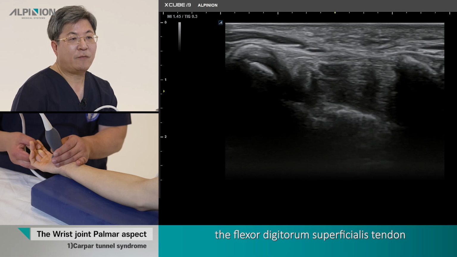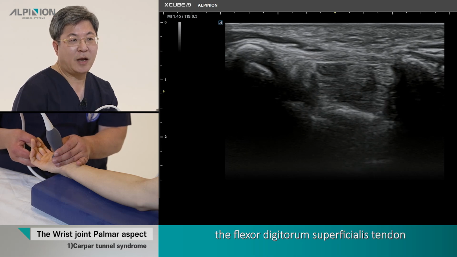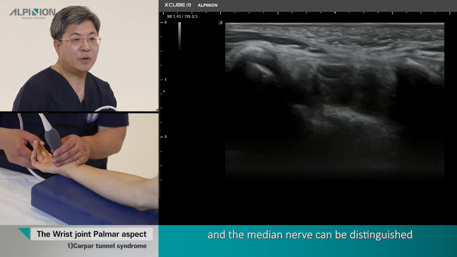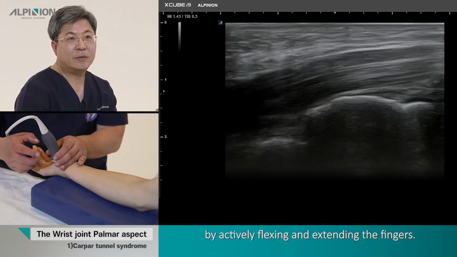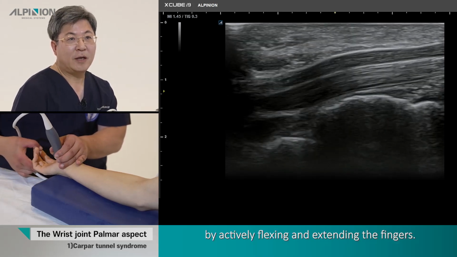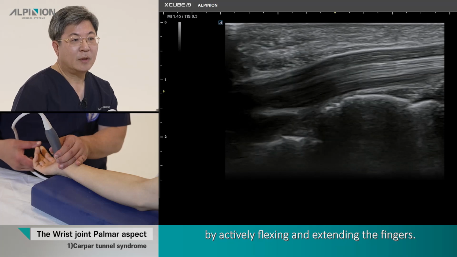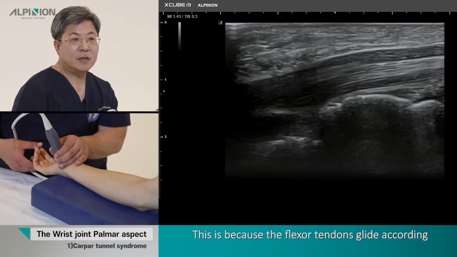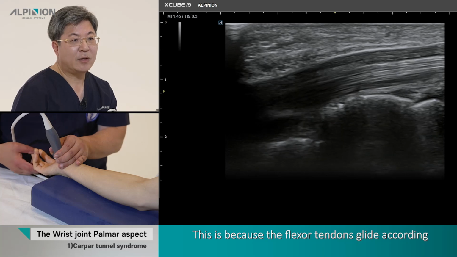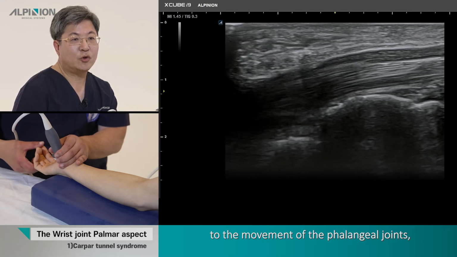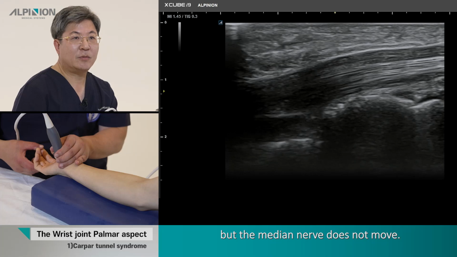In this case, the flexor digitorum superficialis tendon and the median nerve can be distinguished by actively flexing and extending the fingers. This is because the flexor tendon glides according to the movement of the phalangeal joints, but the median nerve does not move.